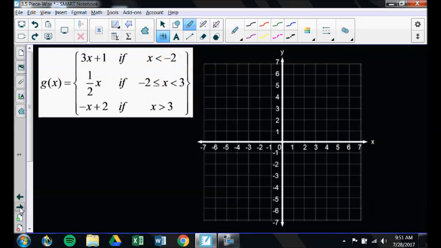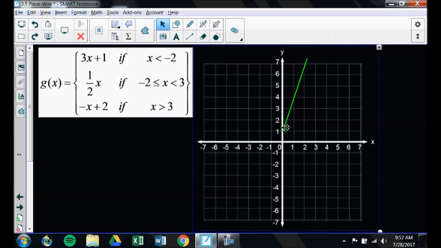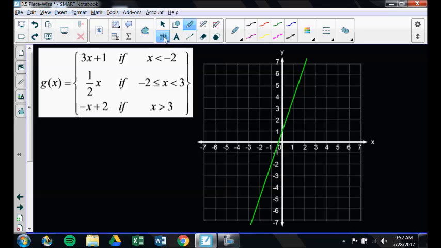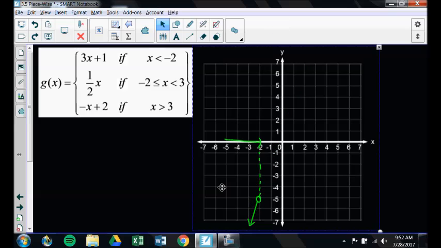Okay, we're going to do a couple more examples. Y equals 3x plus 1 if x is less than -2. Well, 3x plus 1 graphs like this. I only want to keep the parts where x is less than -2. That's all of this. So I'm keeping this and down. So I want to get rid of all of this. There's the first piece to my graph, and now I'm going to erase this.